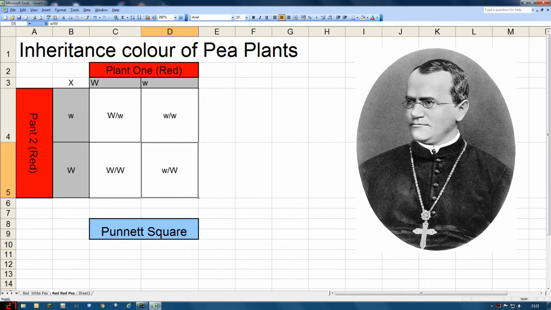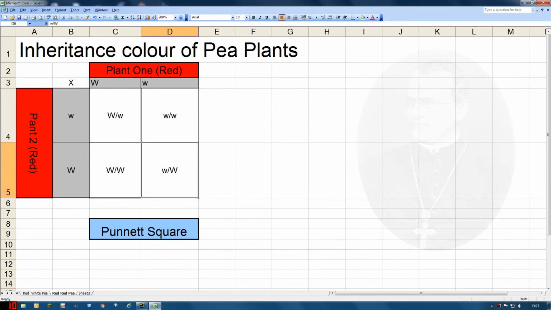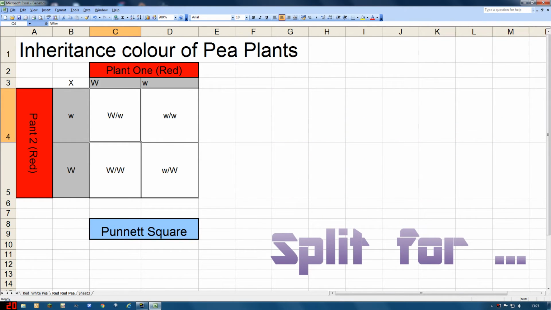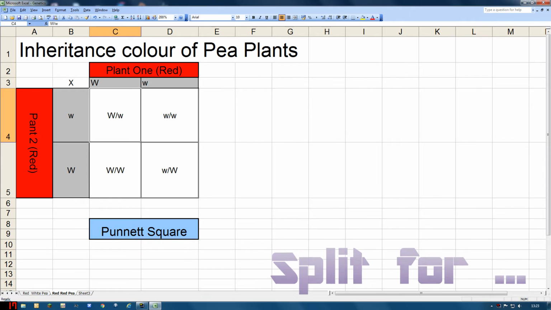It's common for us to refer to this when we have a plant, or particularly a budgerigar. You'll often hear people refer to it as being split for something. So in this case, this plant here in this top corner would be red split for white, and we often hear people talking about something being green and split for blue. So that's what we mean by split. It merely means that its genotype is different from the phenotype.